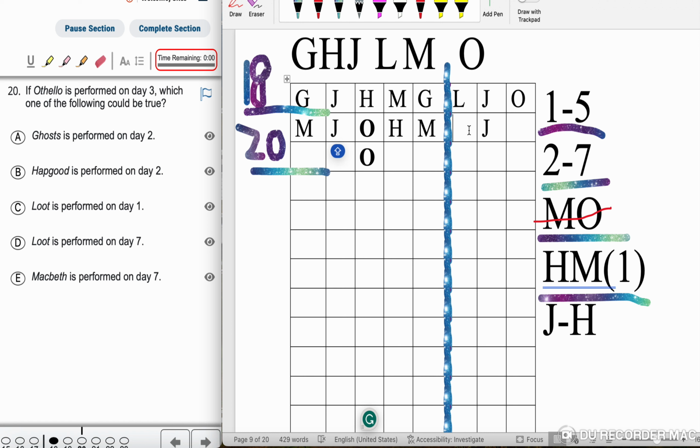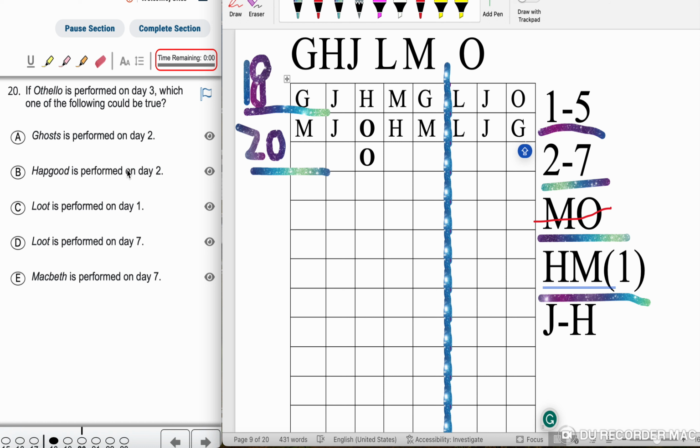Then I'm going to put L in a position, and I'm then in a position to put the final letter, the variable G. This marks it off as a good world, so we're going to use this one to play with. G is performed on day 2.